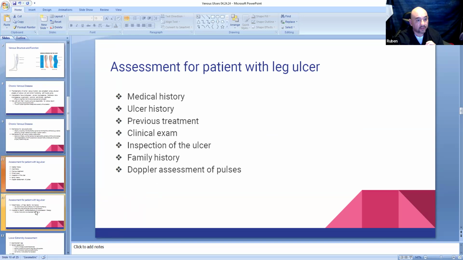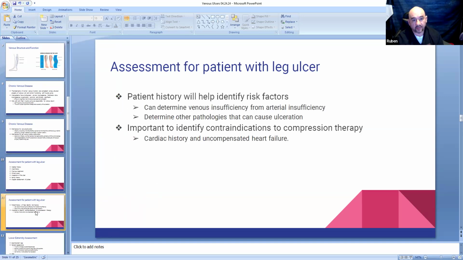With the patient history, you want to identify the risk factors and determine venous insufficiency from arterial insufficiency, because they can always have one or both. And then you want to determine if there are any other issues that can cause the ulceration. It's important to identify any contraindications to compression therapy. If they're in heart failure or their heart cannot tolerate increased fluid overload, because you're squeezing their legs, you're going to push all that fluid back up to their heart, and if they get overloaded, they can develop respiratory problems. So you want to be careful of that.